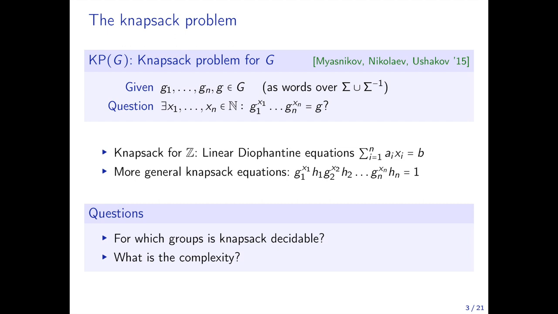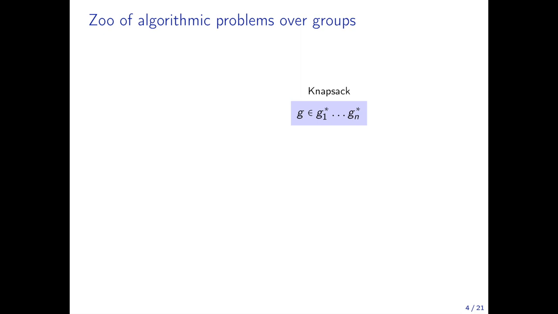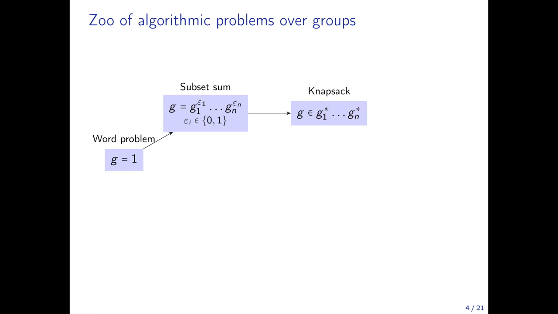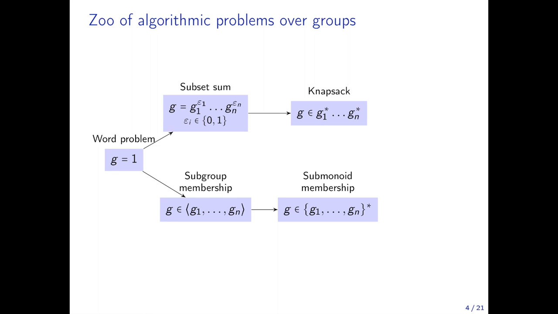Now, let me give you a brief overview over other related algorithmic problems over groups. So the knapsack problem can also be formulated as this membership of g in this rational expression g1 star, g2 star, and so on. Certainly, the word problem needs to be decidable so that knapsack is decidable. A variant of knapsack is called subset sum, and here the question is whether we can find these exponents which are binary, either 0 or 1, so that g is equal to this product. Other problems which have also been studied are the subgroup membership problem, is g in the subgroup generated by the gi, and the submonoid membership problem, is g in the submonoid generated by g1 to gn.